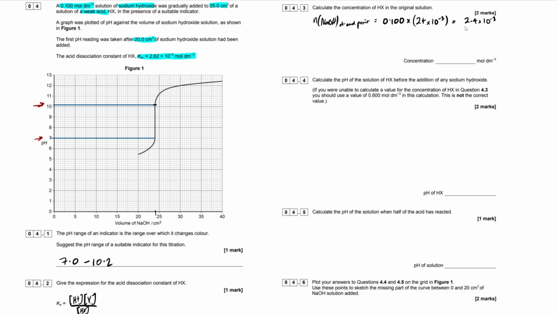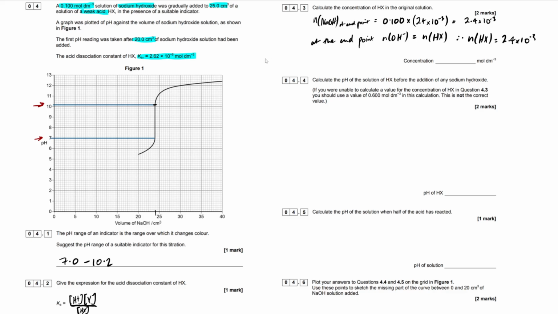All right, so how does this help us then? So we can say that at the end point, the moles of OH minus, our base here, equals the moles of the weak acid. Okay, that's essentially what happens here.